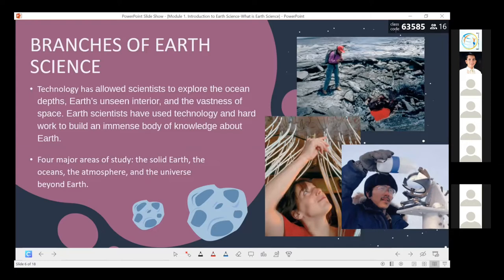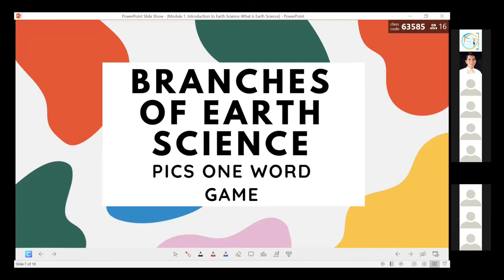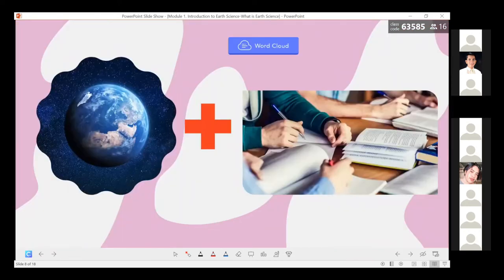So first, before tayo mag-proceed, class, let's have first this one. Karoon muna tayo ng game: branches of earth science, speaks one word. Tingnan natin kung you can actually associate these pictures. Nakikita nyo class yung projected sa screen? Yes, sir. Okay. So una, ayan. Eto, tingnan nyo muna yung image. Nakita na? Yes, sir. Okay, sige nga, sagot nyo? Punta nga kayo sa class point.